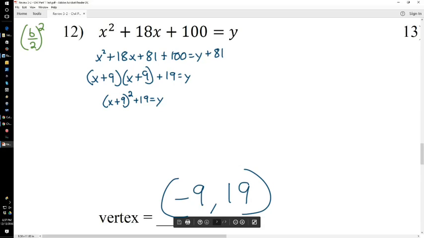And it's negative because, remember, with your transformations, everything inside the parentheses is backwards. It has to do with x, and it's backwards. Everything outside the parentheses is y and normal.